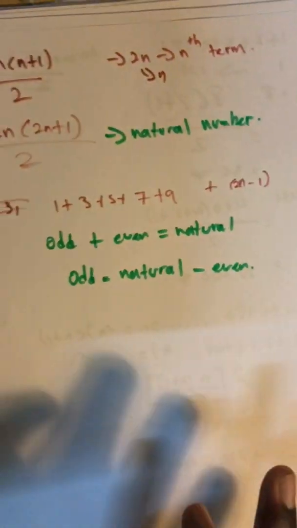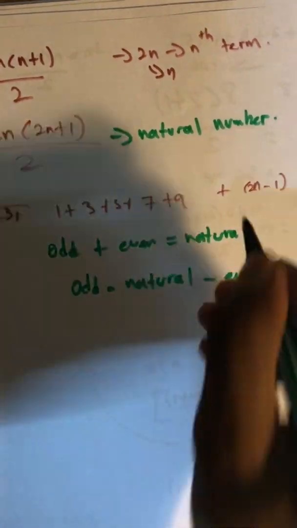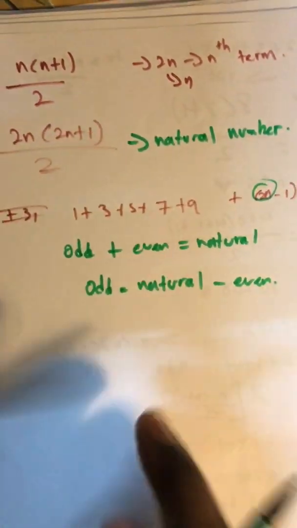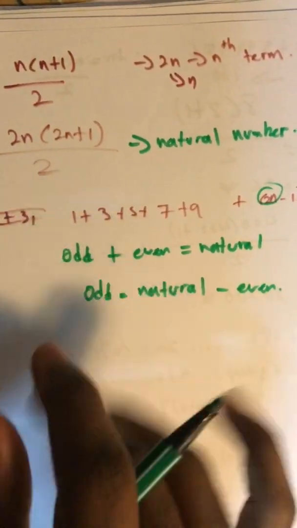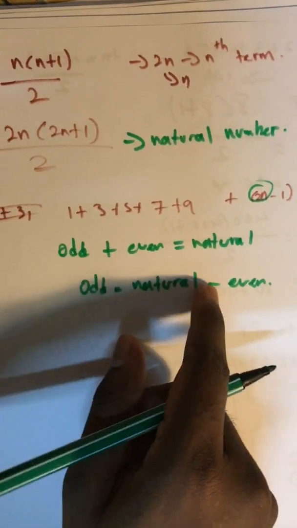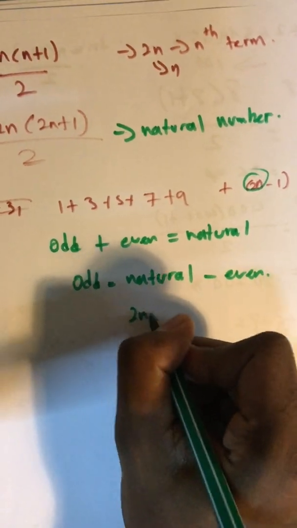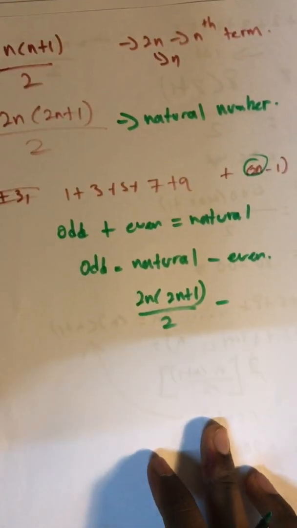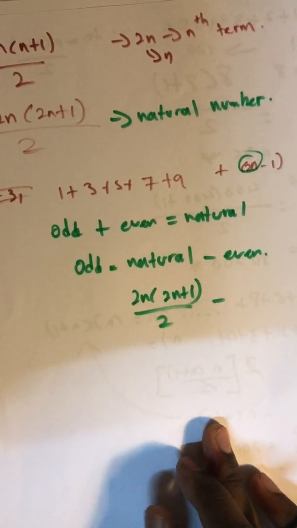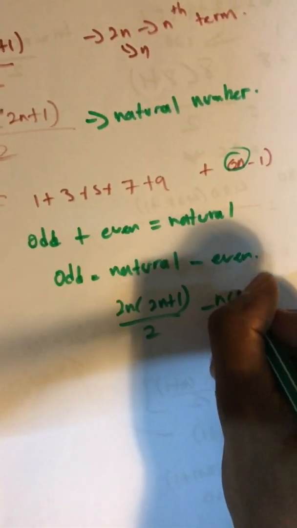If you ask me why I specifically take this, it is because this one is n, but in this question we're talking about 2n. How do I know it is 2n? Because here it already said 2n, so that's why I have to use this formula. I'll show you another way if you get confused with this. I'm going to take the natural minus the even. So natural is here, 2n bracket 2n plus 1 over 2, minus the even number formula we found just now, which is n bracket n plus 1.